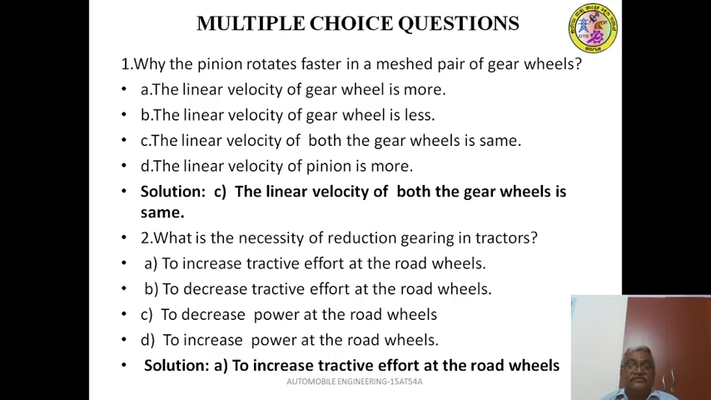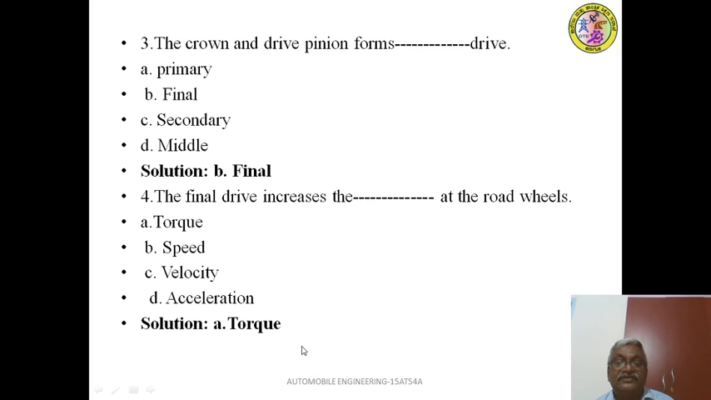What is the necessity of reduction gearing in tractors? Many options are given here. In that, to increase tractive effort, to decrease tractive effort, to decrease power, to increase power. Power does not increase, it remains constant, but we can increase the tractive effort by reduction gearing at the road wheels. So the solution is to increase tractive effort at the road wheels.